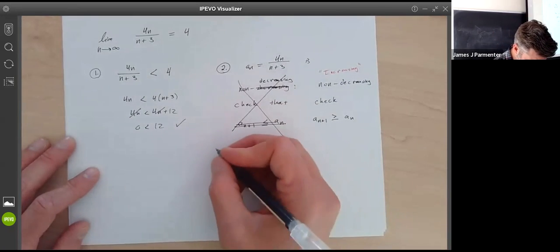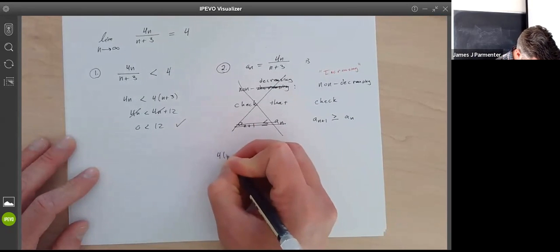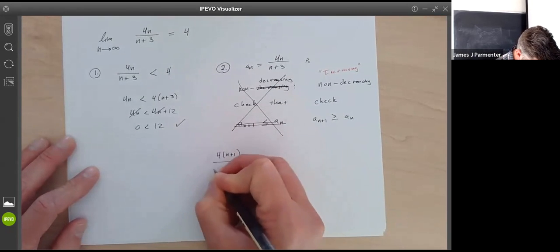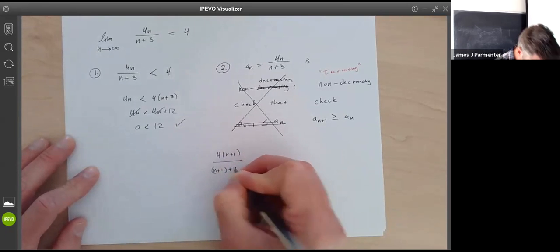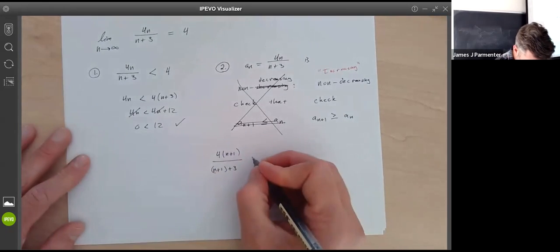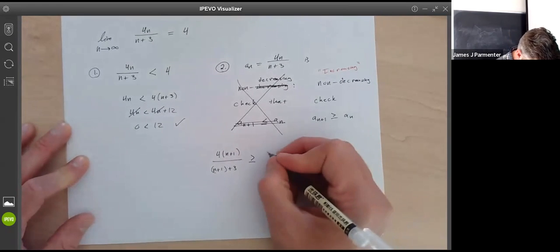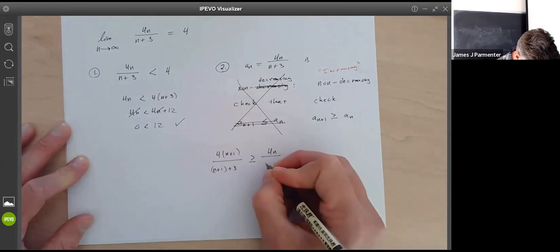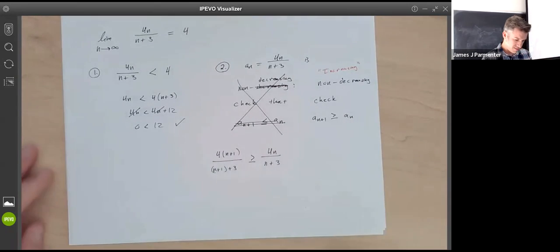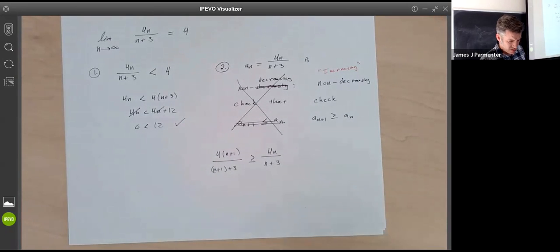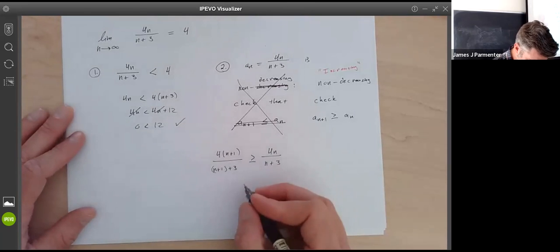So all right, a sub n plus 1 is going to be 4 times n plus 1 over n plus 1 plus 3, and we need that to be bigger than or equal to the previous nth term, a sub n, being 4n over n plus 3. Is that actually true? It might be, but we can't just say it is right off the bat, because both the numerator and the denominator got larger. And when both parts get bigger, the fraction could have gotten bigger, could have gotten smaller. We're going to check. Let's do some cross multiplication.